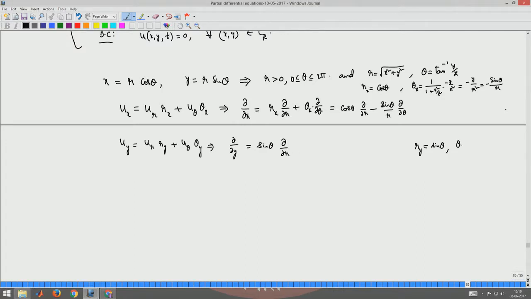You can also get theta_y. theta_y is simply 1 by 1 plus y square by x square, and d/dy of y by x is simply 1 by x. So that will give me x by r square, which is cos theta by r. So you have cos theta by r into dou theta, and that is my dou y.